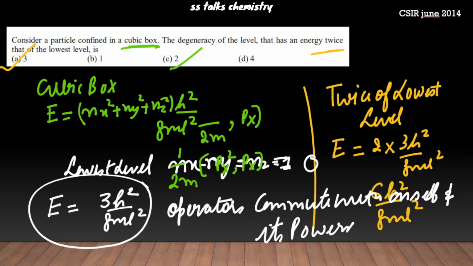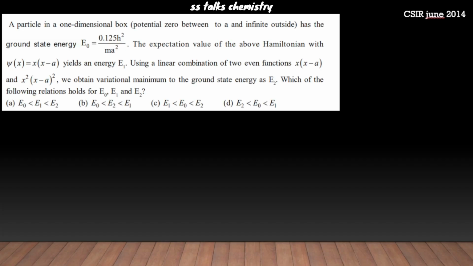Got it? Next, this question now. A particle in a 1D box has the ground state energy E naught, which is 0.125 h square upon 8 m square. The expectation value of the above Hamiltonian with the wave function psi x, given as x into x minus a, gives the energy E1, using a linear combination of two even functions.